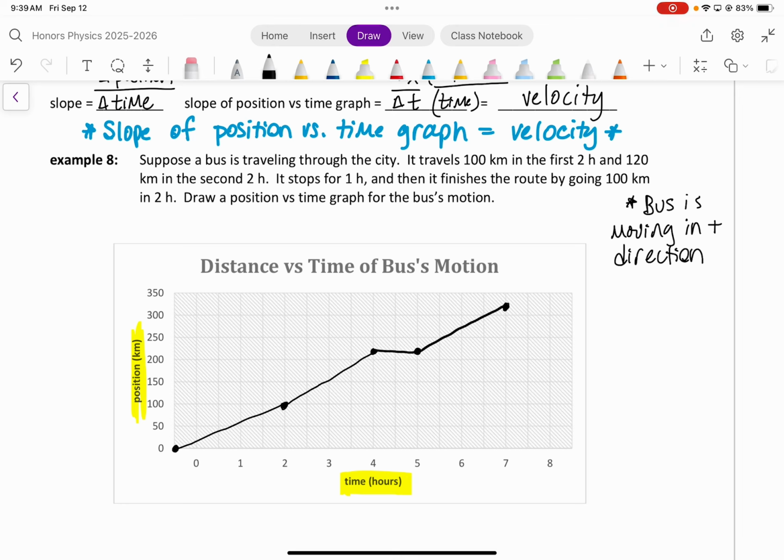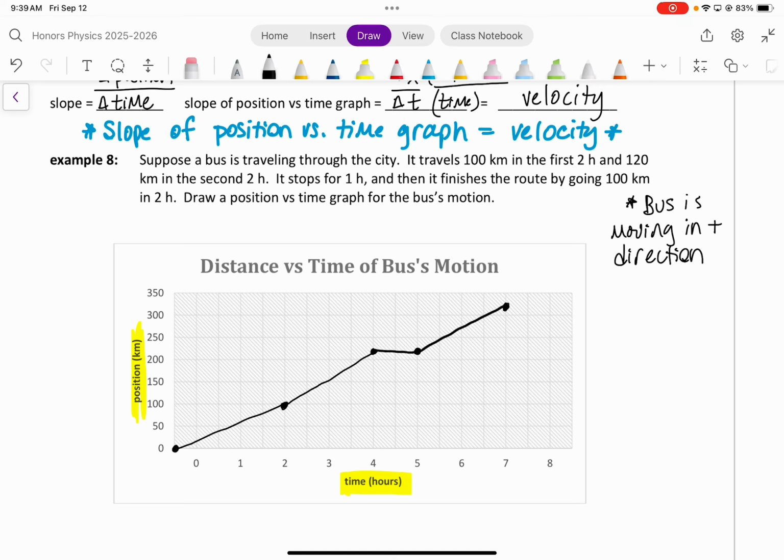If I were to read through the word problem, it says nothing about the bus turning around and going back to where it came from, or the bus turning around and going the other direction. So when the problem does not say that it went the other direction, or it doesn't give you a negative number for a distance or a velocity or an acceleration or anything like that, then you assume that it's always moving in the positive direction.